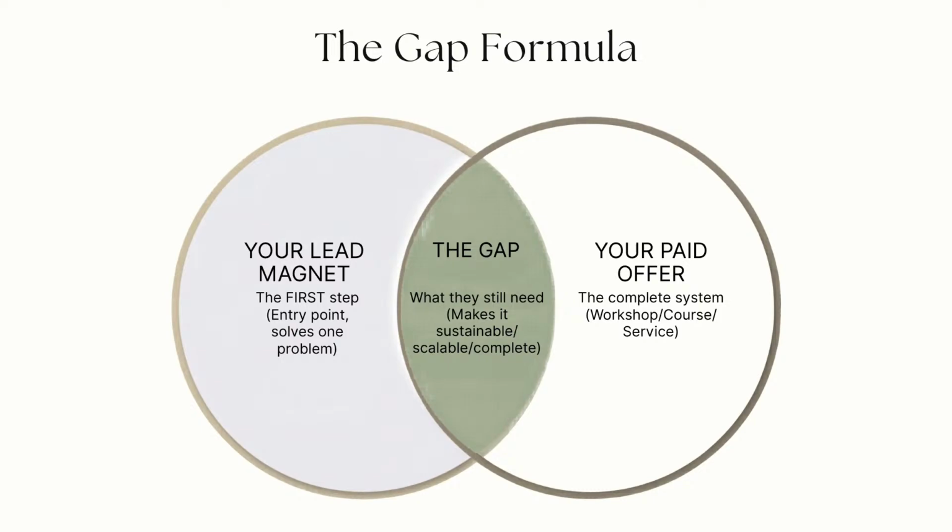So, a little graphical illustration that I think Adobe Firefly spun up. So we've got your lead magnet, like I say, that's the first step. It's an entry point. It solves one problem. Over on the right-hand side, you've got your paid offer. That's the complete system. That's the complete solution. That's the workshop. That's the course. That's your one-on-one service. And right there in the gap, what they still need. What do they need to make this sustainable? What do they need to make it scalable? What do they need to make it complete?